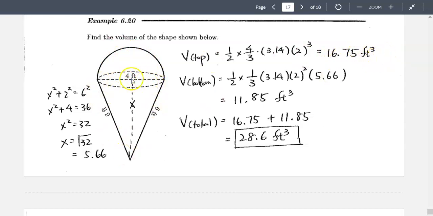Now the bottom right here is where you have a cone. So it's 1/3, times 3.14 times 2 squared, times the height, which is 5.66. Now, how do we find this 5.66? Well, just like the last question, we need to use the Pythagorean theorem again. So you have x squared plus 2 squared equals 6 squared. Use the Pythagorean theorem, and the height of this cone is 5.66. Once you multiply everything together, you get 11.85. You add up the top and the bottom. The total volume is 28.6 cubic feet.